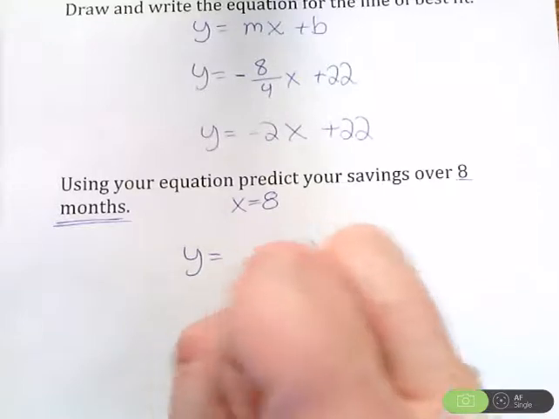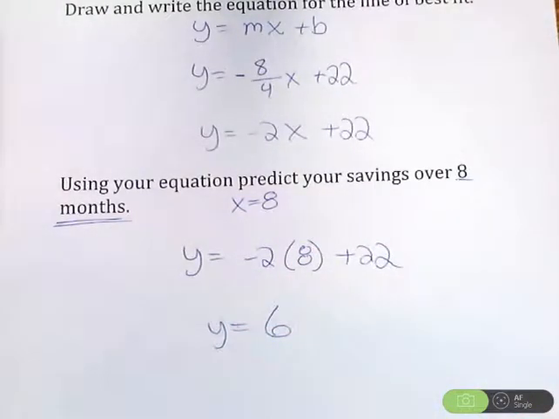If you plug that in your calculator, you're going to get y equals 6. That was scatter plots and finding the line of best fit.